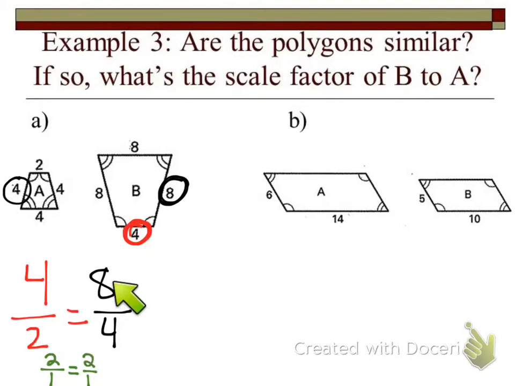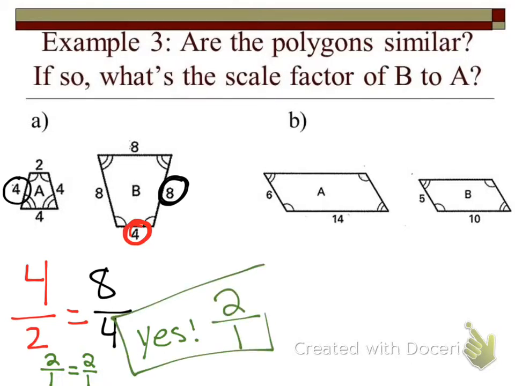If they reduce to be equal, that means this truly is a true proportion. The ratios are equal. That means that, yes, these are similar figures. And if they're similar figures, we were asked to find the scale factor. Well, the scale factor is the side lengths written as a ratio and reduced. We just did that. So the scale factor here is 2 over 1.